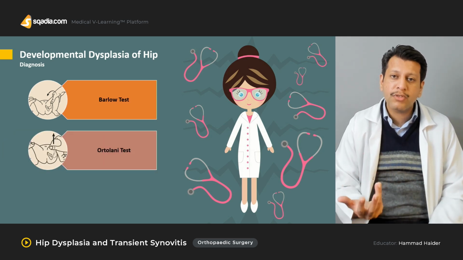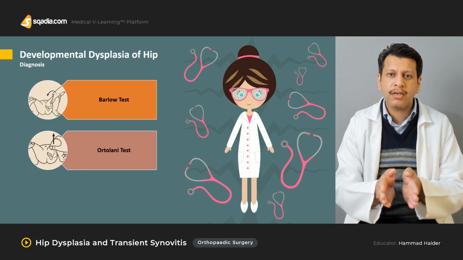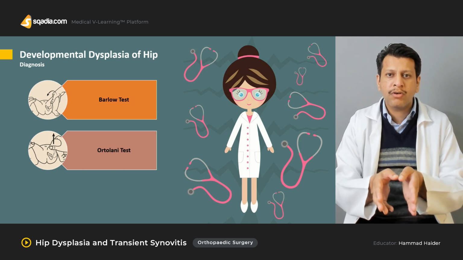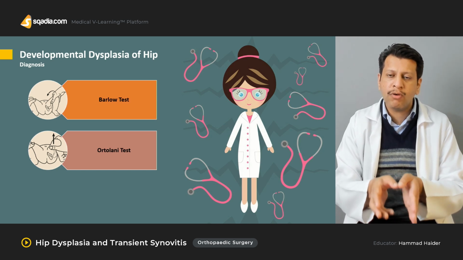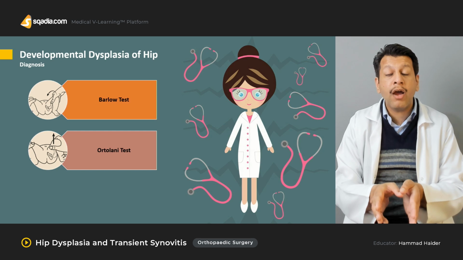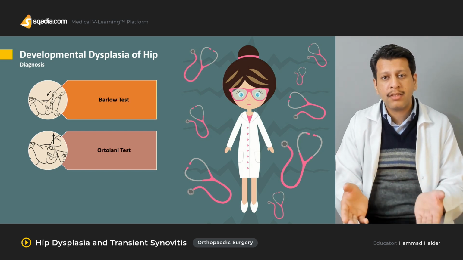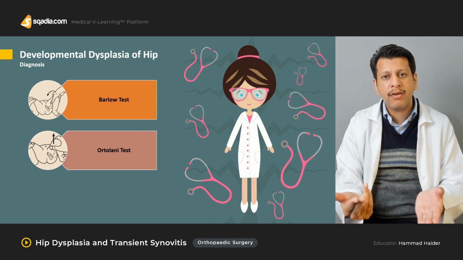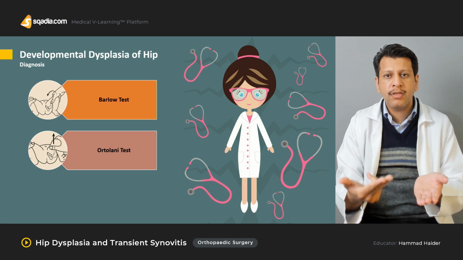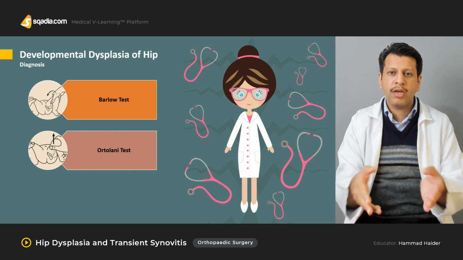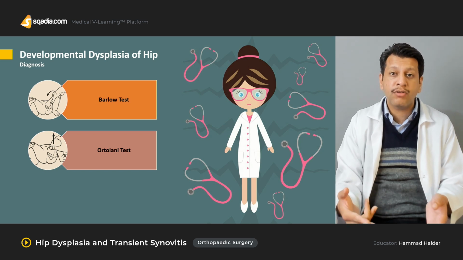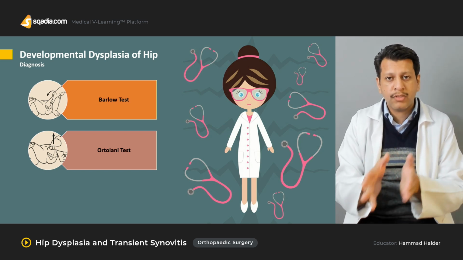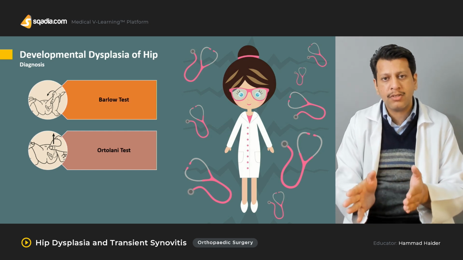The next test is Ortolani. Once you have adducted the thighs with the knees together and pushed the hip backward, that is doing the Barlow. And if you feel the clunk, then you have to do the Ortolani: you abduct the thighs and with your middle finger or index finger, you push the head back towards the acetabulum. Therefore, you abduct the thighs and push it back on the left side or the right side. Or if it's bilateral, then you have to do it one by one.